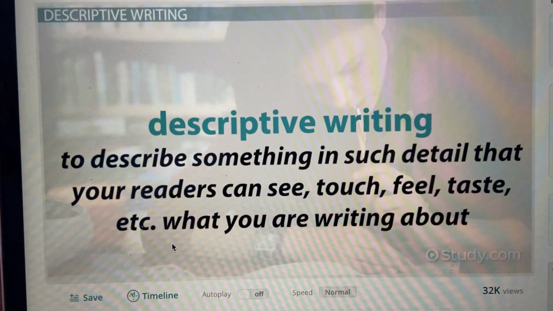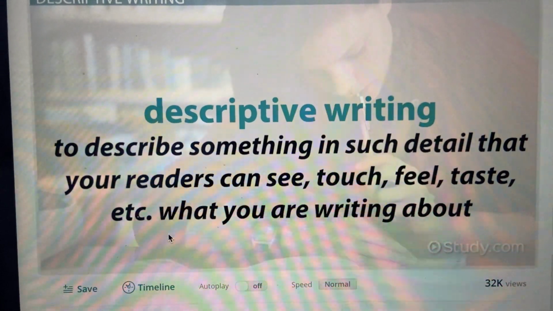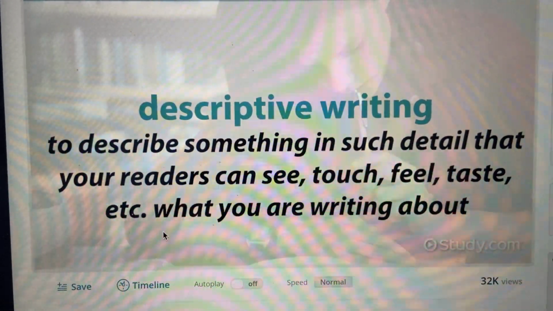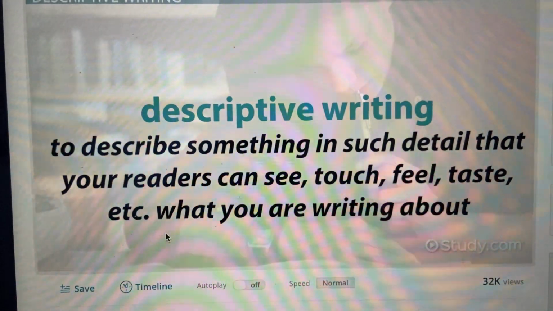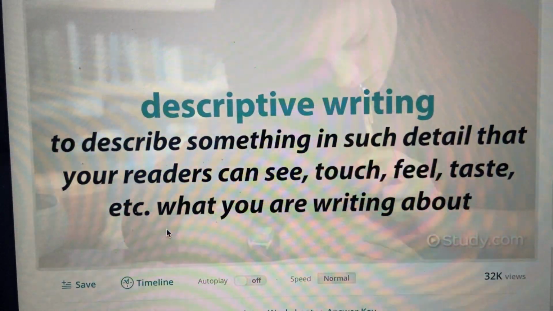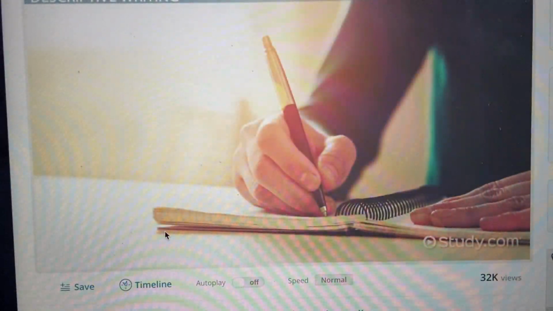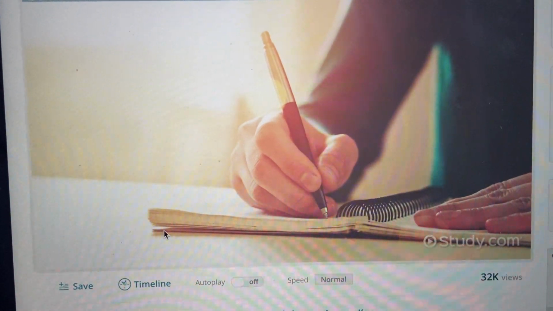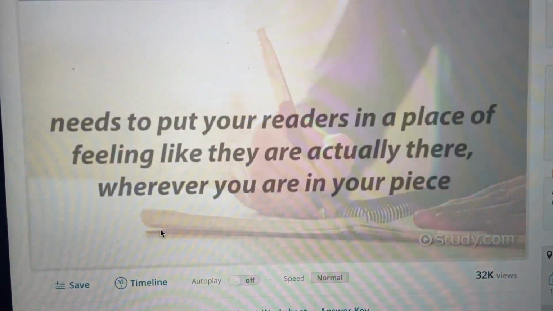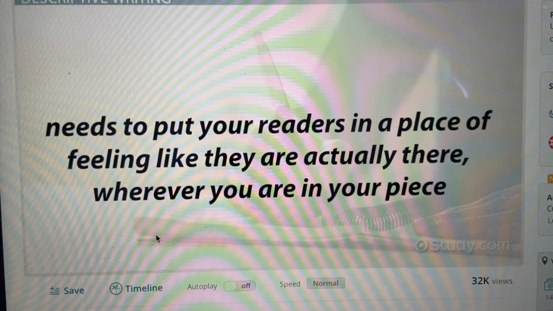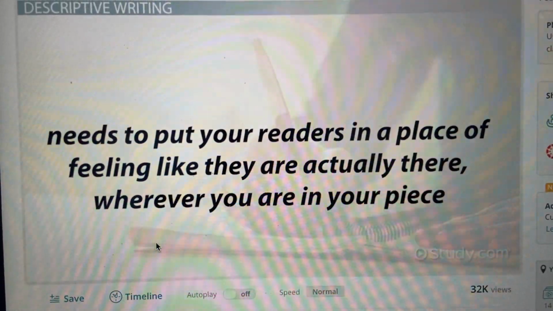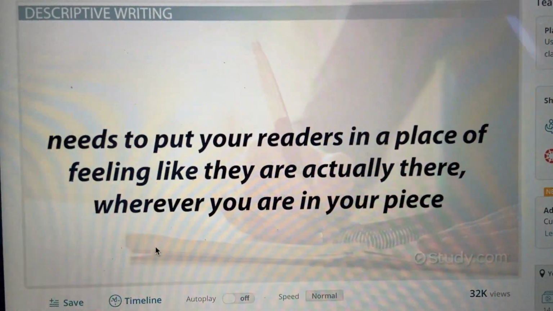In a piece of descriptive writing, your main purpose is to describe something in such detail that your readers can see, touch, feel, taste, etc. what you are writing about. Descriptive writing can be fiction or nonfiction, but most importantly, it needs to put your readers in a place of feeling like they are actually there, wherever you are in your piece.